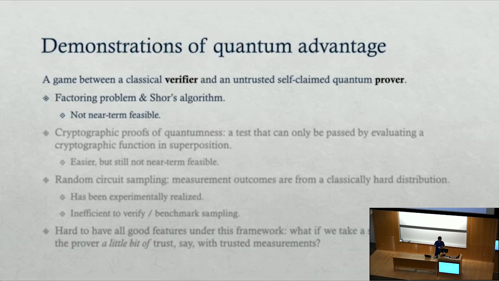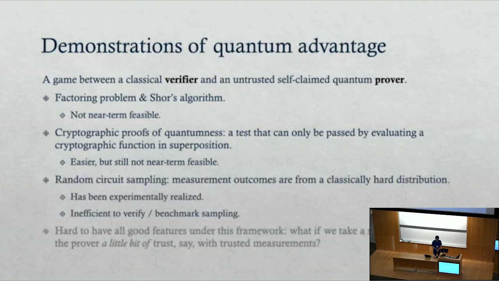The most conceptually easy one is using the factoring problem. The verifier can just generate a large integer and send it to the prover. If the prover can factorize it very efficiently, like using Shor's algorithm, then of course the prover has some super strong computational power. However, this method requires the prover to perform Shor's algorithm, which is not near-term feasible, unfortunately. There are some other ideas like cryptographic proof of quantumness, which is basically a test that can only be passed by evaluating a cryptographic function in superposition. This is easier than performing Shor's algorithm, but unfortunately it's still not very near-term feasible.